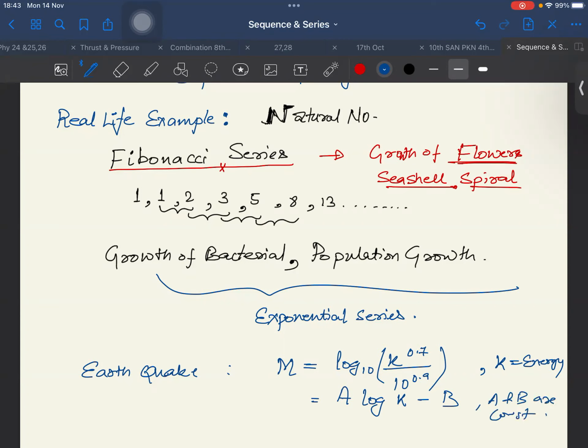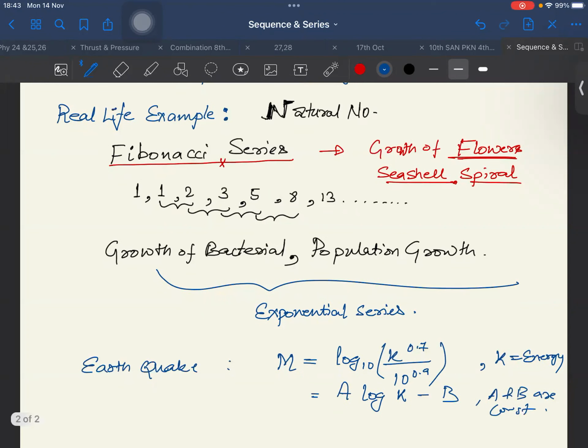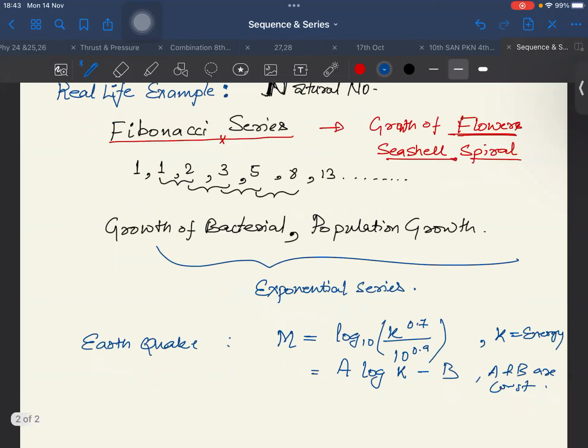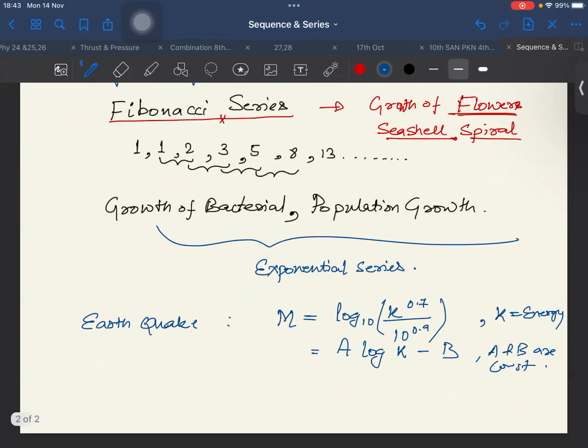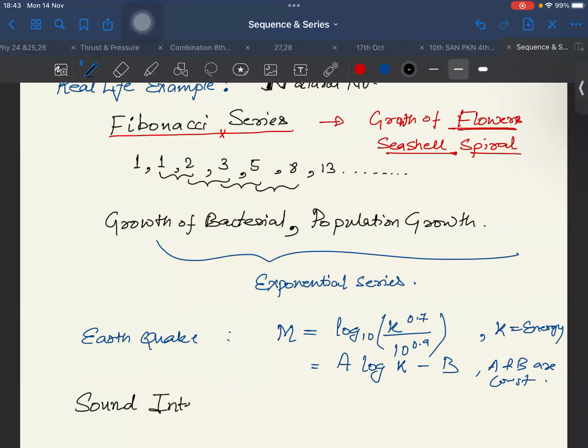Have you studied the chapter of sound in physics? In 9th standard, you must have studied sound, intensity of sound. How do we measure it? In decibels, right? So intensity of sound, how do we write it? Let's write L is equal to log, usually we write log 10, let's say log I upon I naught.